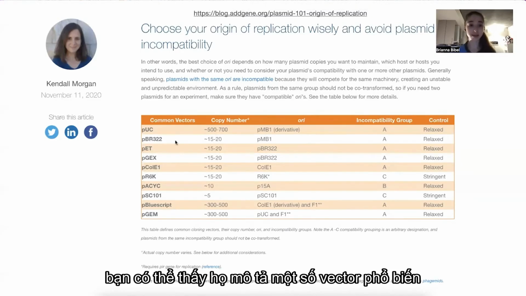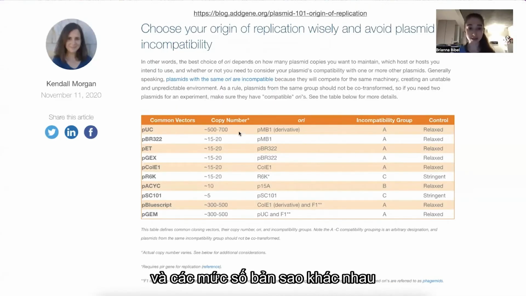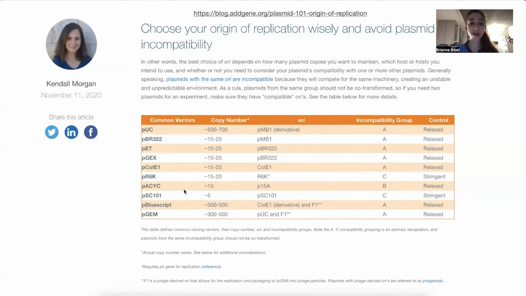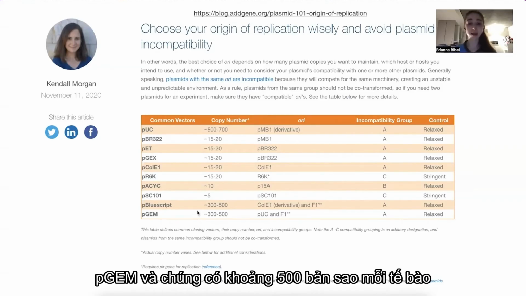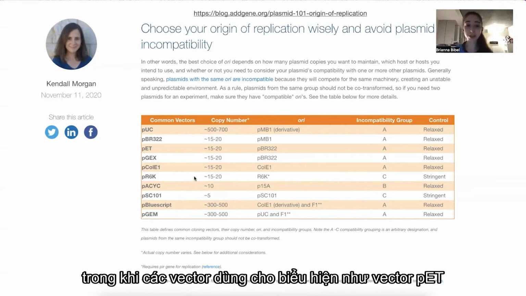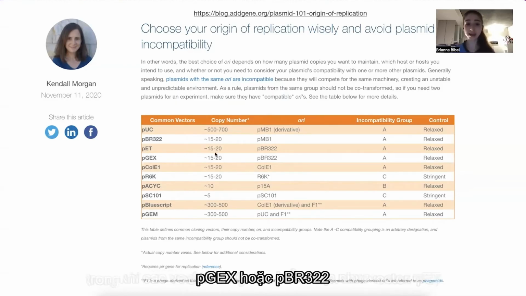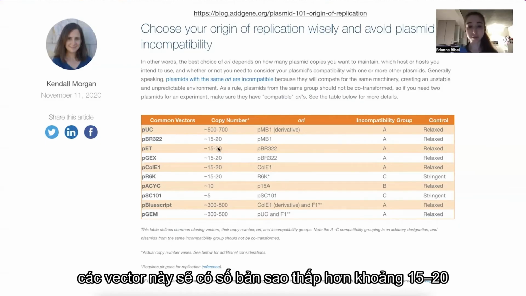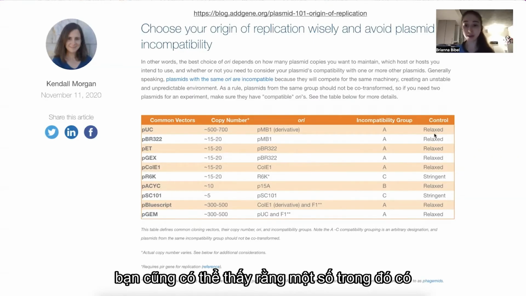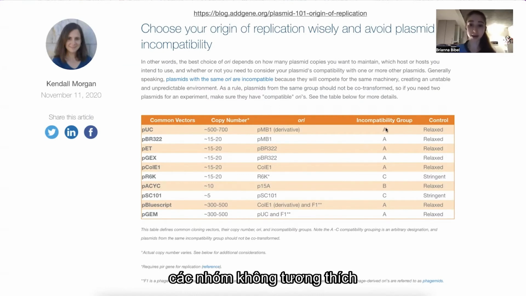Here you can see that they have a description of some of the common vectors and the various copy numbers. Some of the high copy number ones would be your pUC vectors, your Bluescript, your pGEM. These have around 500 copies per cell. Whereas the ones that we use for expression, such as this pET vector, pGEX, pBR322, which is actually the parent of these two, are going to have a lower copy number, around 15 to 20.